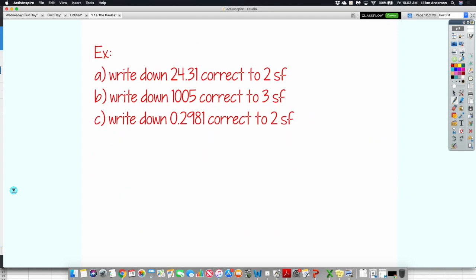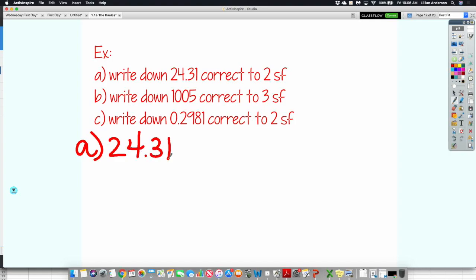Try these problems on your desk. SF, just like GP, would stand for significant figures, okay? So I want you to write down 24.31 correct to 2 significant figures, then B to 3 significant figures, and then C to 2 significant figures. Go ahead and do that on your desk. I'll take a volunteer for A. When you round 24.31 correct to 2 significant figures, what do you get?